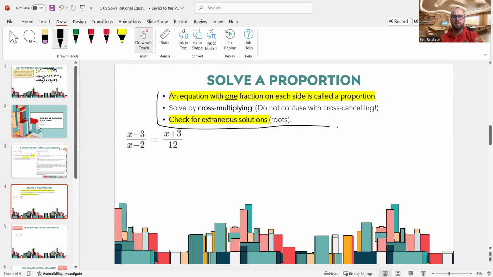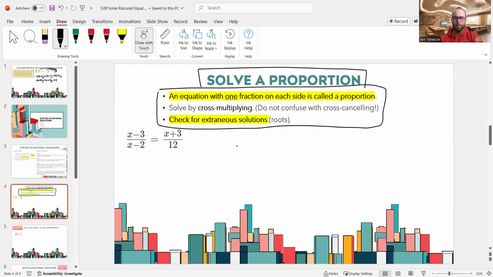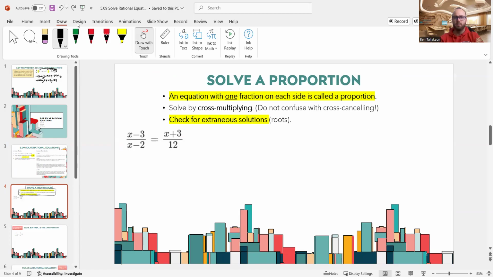Everything here is very important. I would have this in your notes. This deals with solving a proportion, which is one fraction on each side of an equal sign. If there's not one on each side, it's not a proportion and we want to make it one. But for this example, we do have a proportion, don't we? So you have to be familiar with that terminology because there's something very specific we do with this, and that is cross multiply. Don't confuse that with cross canceling. Let's go ahead. We want to cross multiply.